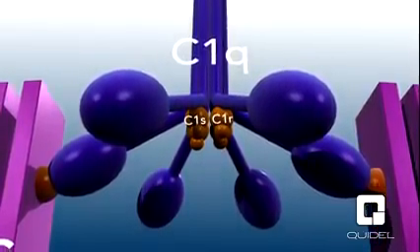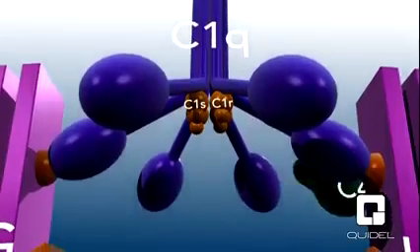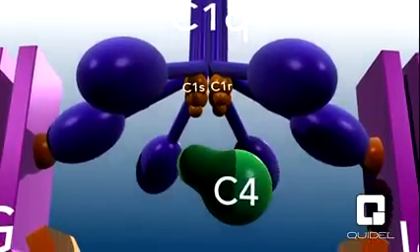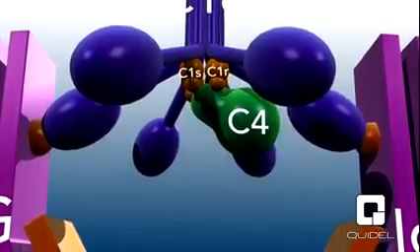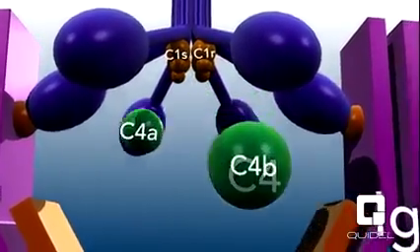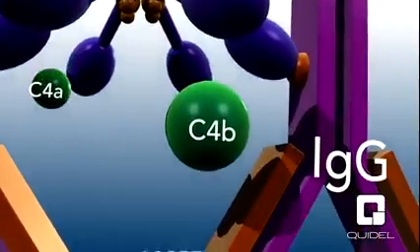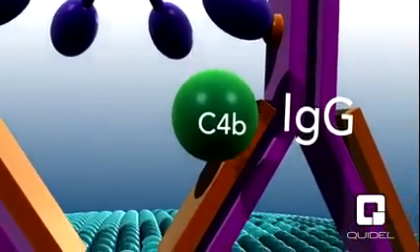The next step in the activation of the classical pathway is the cleavage of C4 by the activated C1 molecule. C4 is cleaved by the activated C1s molecule in C1 into two proteolytic fragments, a small peptide called C4a and a larger fragment, C4b.